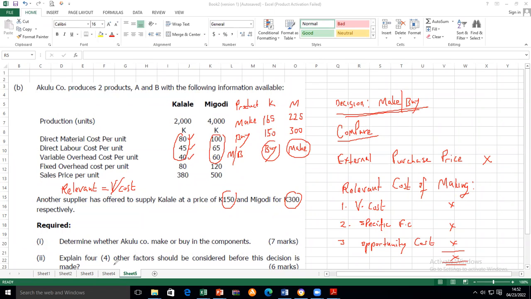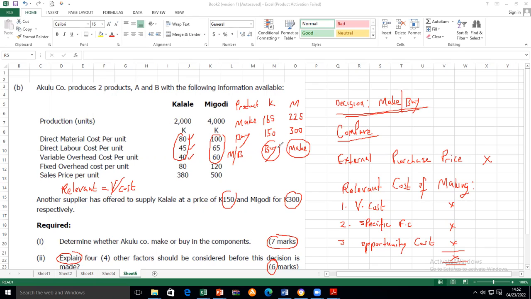Explain four other factors which should be considered before this decision is made. What other factors should you consider? Now, we told you yesterday that if we want to pass this paper, we must be much more interested with theory. Sometimes we find there's a trick, and you just miss the trick. But when the question says explain, you must explain well. Four other factors.